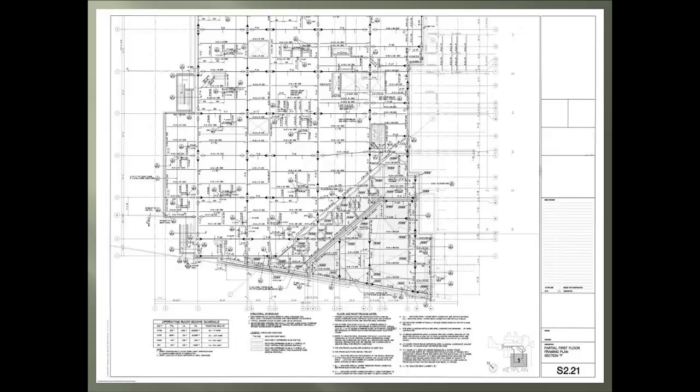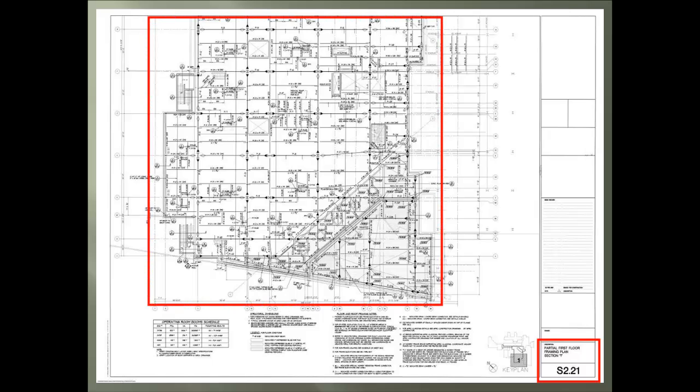Now, we move on to the second topic of this segment, which is the views of any set of drawings. We see page S2.21, partial first floor plan. Now, this is the first view, which is known as the plan view. But think of this as a bird flying over the sheet and looking down on it. Here are the items of importance. The building shape, which is somewhat rectangular.